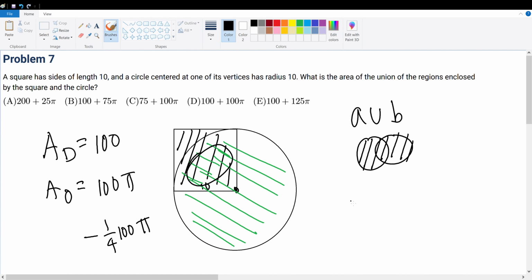So sum them up and we will be done. 100 plus 100 pi minus 1/4 of that, which is 25 pi. So 25 pi subtracted from 100 pi would give you 75 pi plus 100, which is simply answer choice B, and we are done.